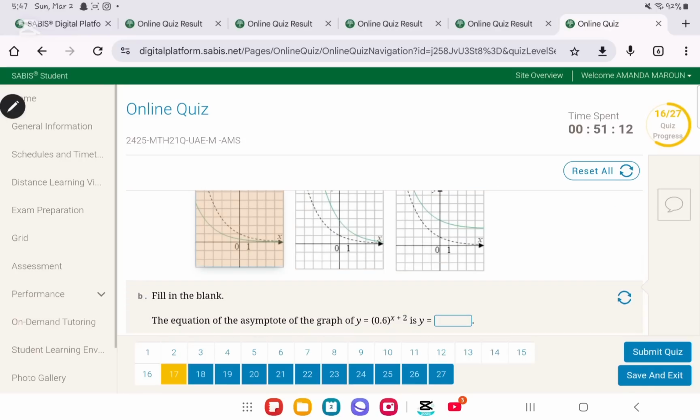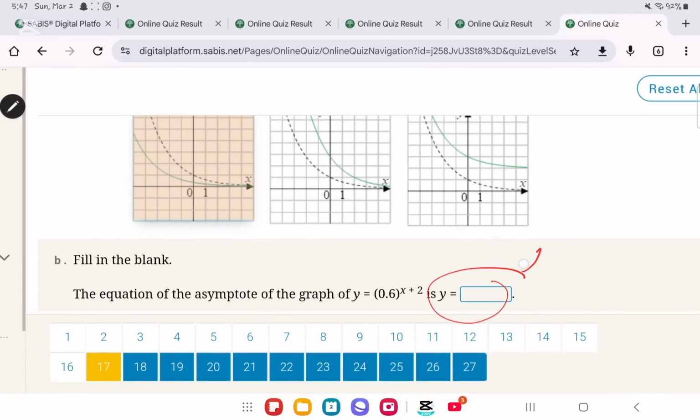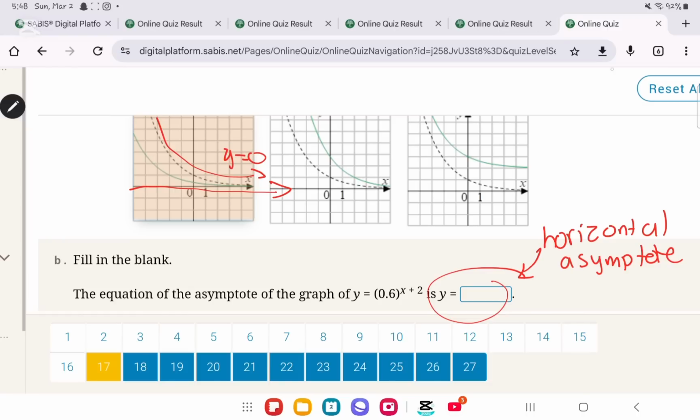They said the equation of the asymptote of the graph of y is equal to y is. What you need to know is that y is the horizontal asymptote. As you can look in the figure that we chose, the dotted line, its asymptote in the horizontal, which is the y, it is 0. So the dotted line, the asymptote is equal to 0, the horizontal asymptote.